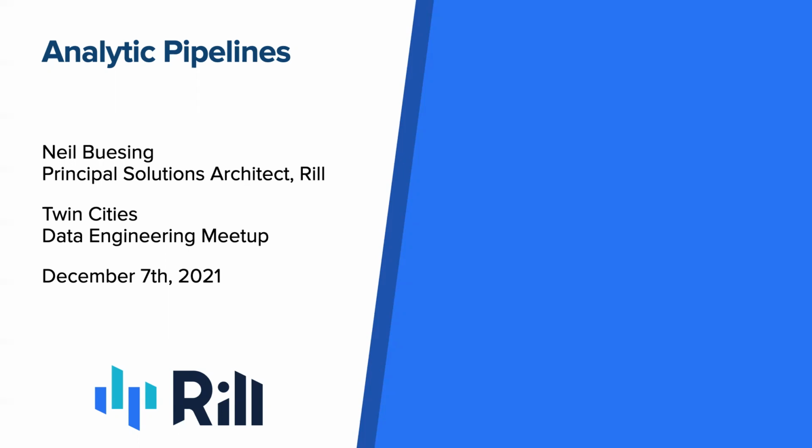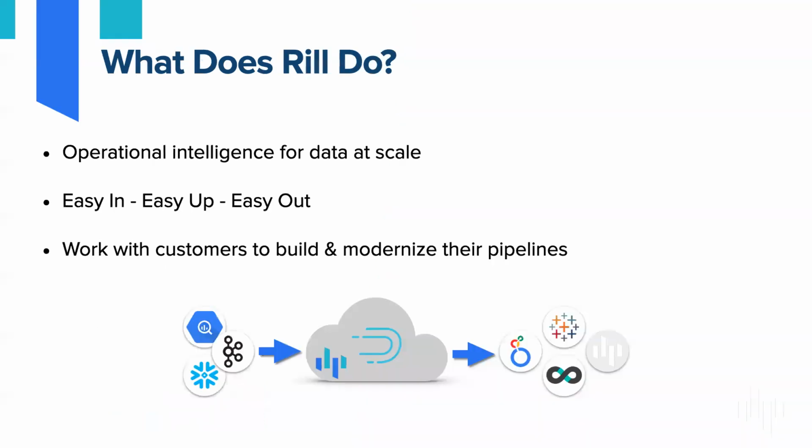So I'm Neil Buesing. I'm a principal solutions architect at Rill. As indicated by Donald, I used to work with Object Partners, was there for about 20 years. So I know quite a bit of the industries here locally, and now I'm getting the opportunity to learn a lot of those elsewhere in the United States. And I appreciate Donald for inviting me to speak at the meetup tonight. And we're going to talk about building analytic pipelines. I want to showcase Kafka, ksqlDB, as well as Apache Druid.